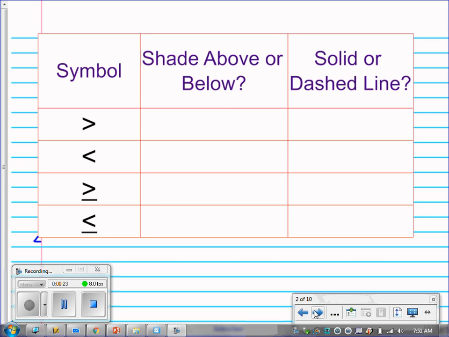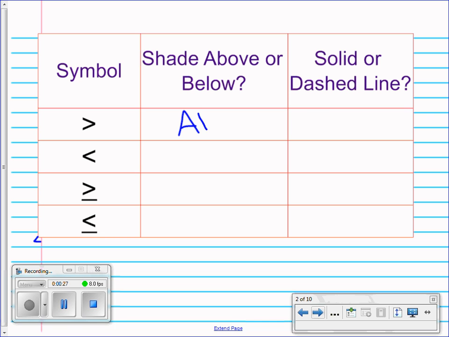The greater than symbol means to shade above. So you'll be shading above the line you draw. That means it's going to be a dashed line. A dashed line is like an open circle. It does not include the solutions that lie on it.